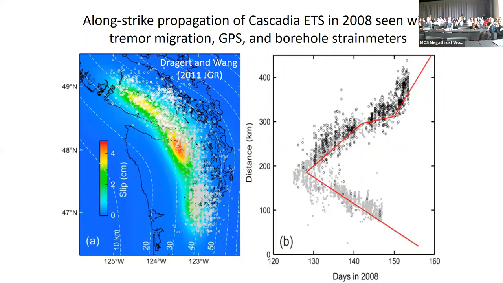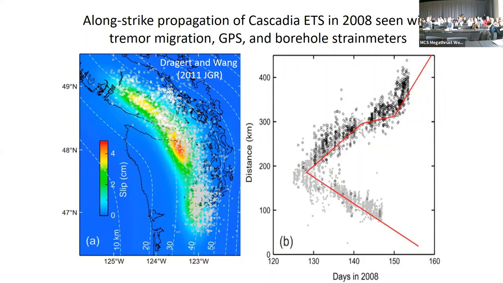And that's quite strange. Some models can produce this, but if you talk about fault zone rheology, how it really happens, there is still a lot to learn. Okay, and that's about the propagation.